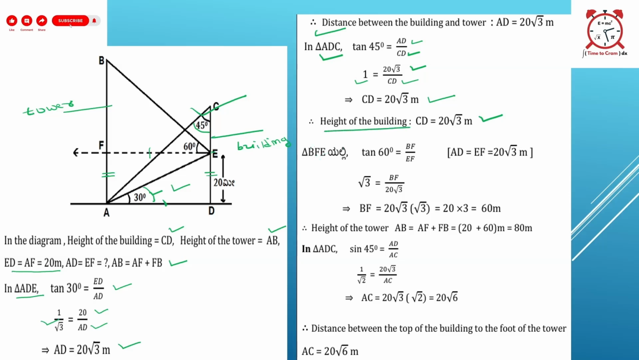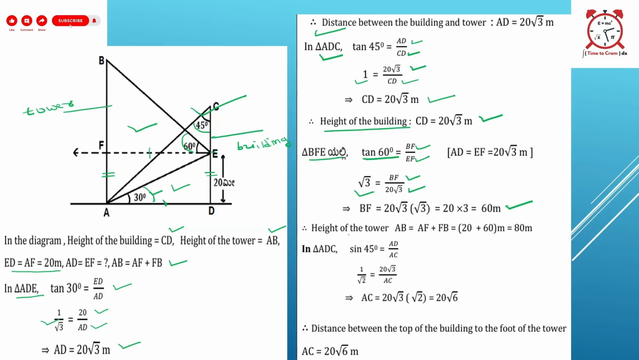Now let us take the another triangle, triangle BFE. BFE means this triangle. So here the angle is 60 degree and this 60 degree is the angle of elevation. So tan 60 equal to again opposite upon adjacent. So tan 60 equal to root 3. BF we have to find, and EF already we found, AD. So AD equal to EF, so it is 20 root 3. After simplification we will get BF as 60 meter. BF is the distance between the window to top of the tower.